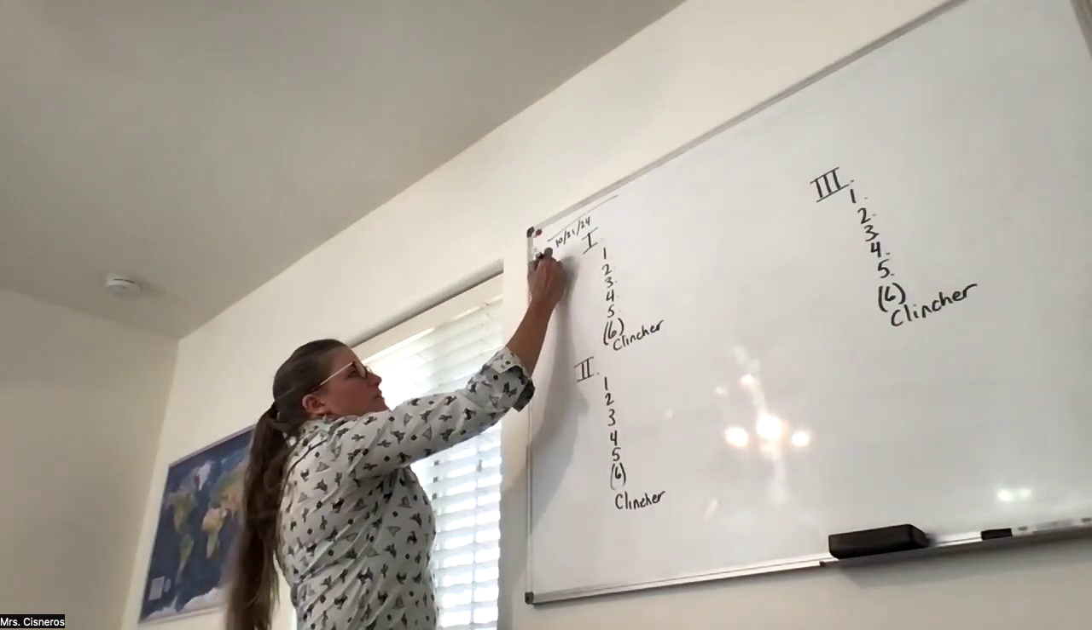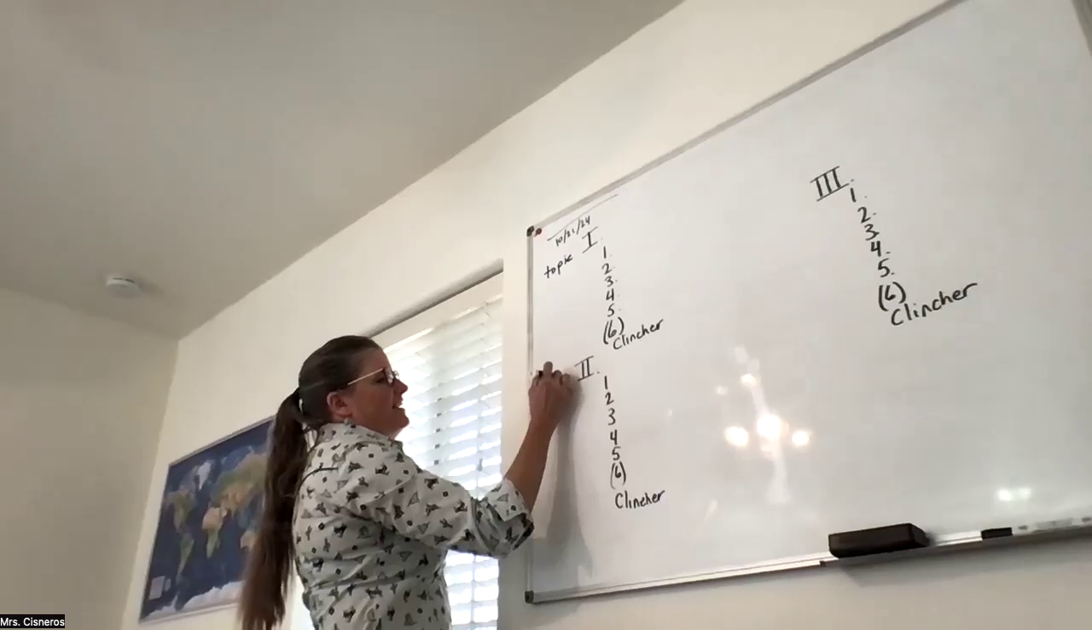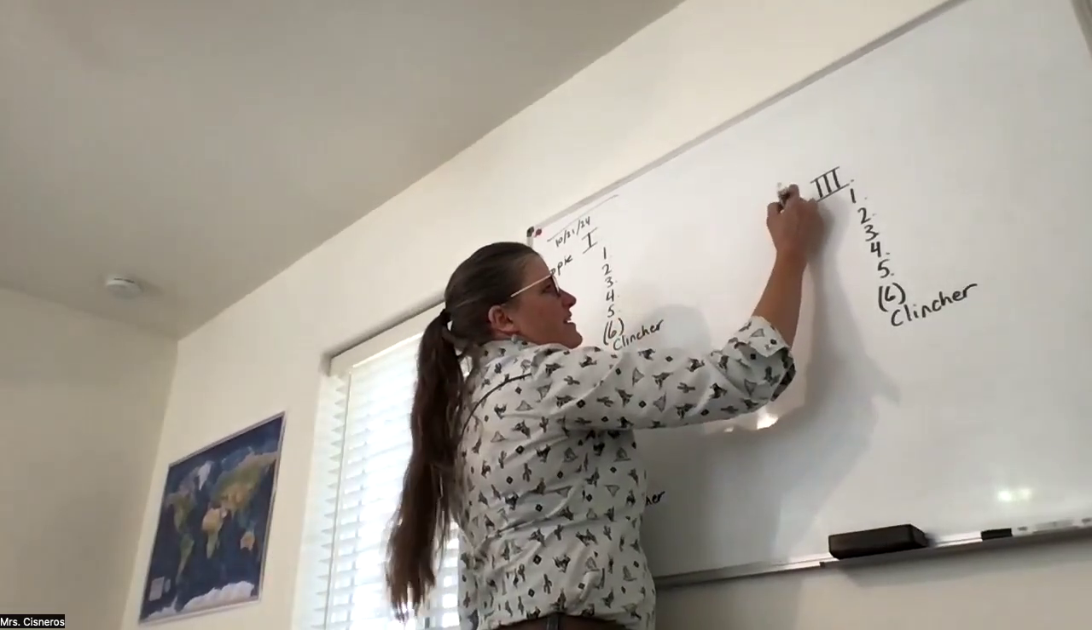And then next to the Roman numerals, that's where we put topic. Remember topic clinchers?